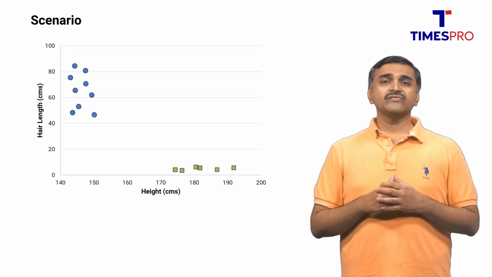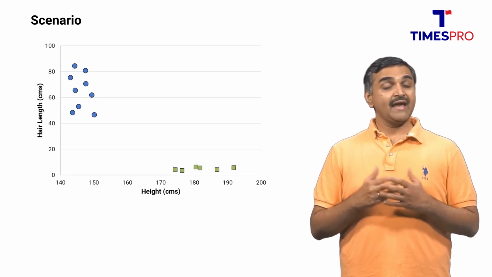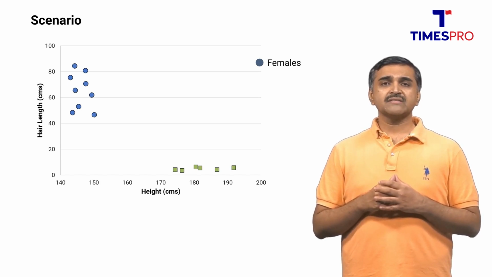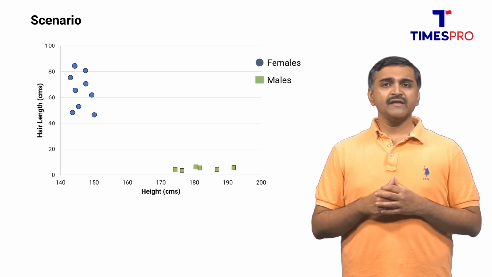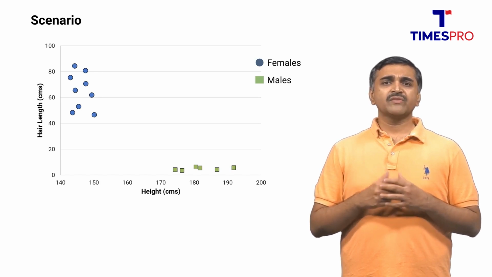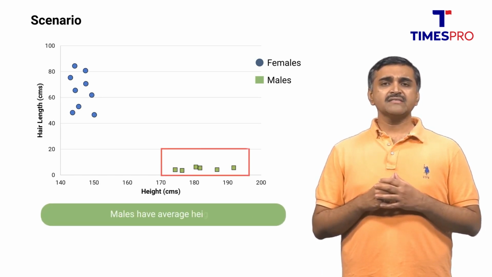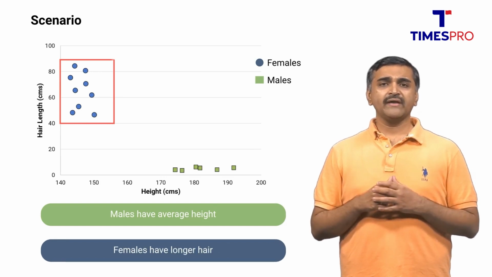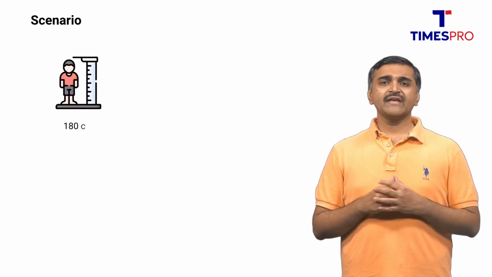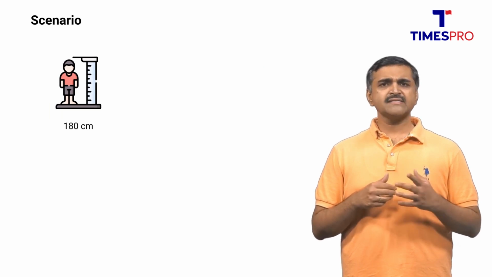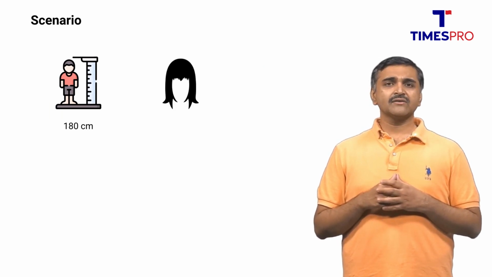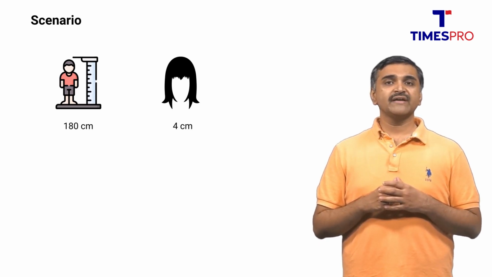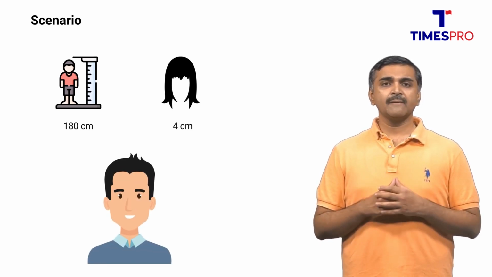The graph of these two features is depicted as shown. The blue circles represent females and the green squares represent males. From this graph, we infer that males have an average height and females have longer hair. If we have an individual with height 180 centimeters and hair length 4 centimeters, our best guess will be to classify this individual as a male.